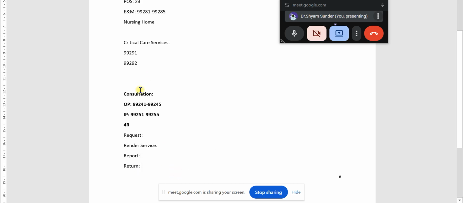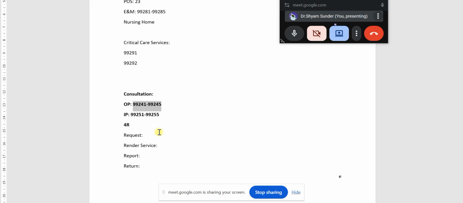That is called consultation. If we have all these four, then only the cardiologist can use the 99241 series based on the MDM level, because these codes have a higher dollar amount than the regular office visit codes. If any one is missing, the cardiologist cannot use these codes. So that is about consultations.